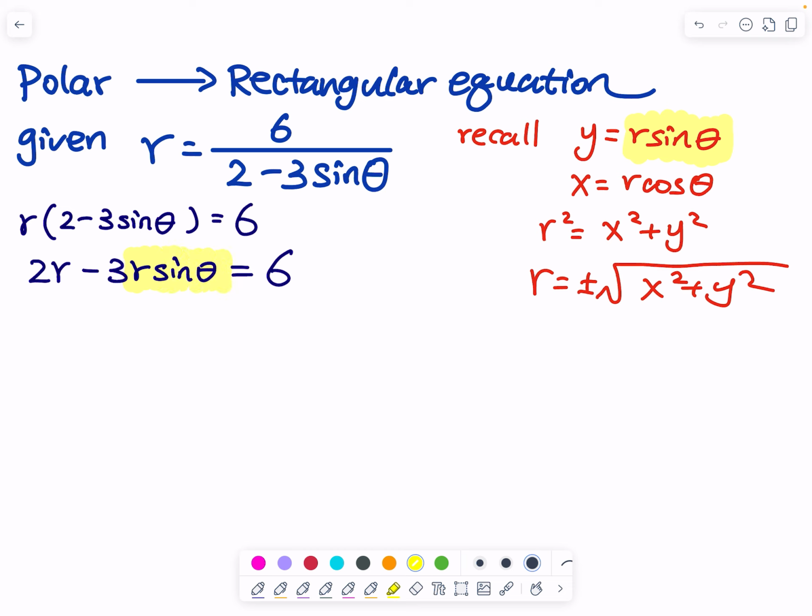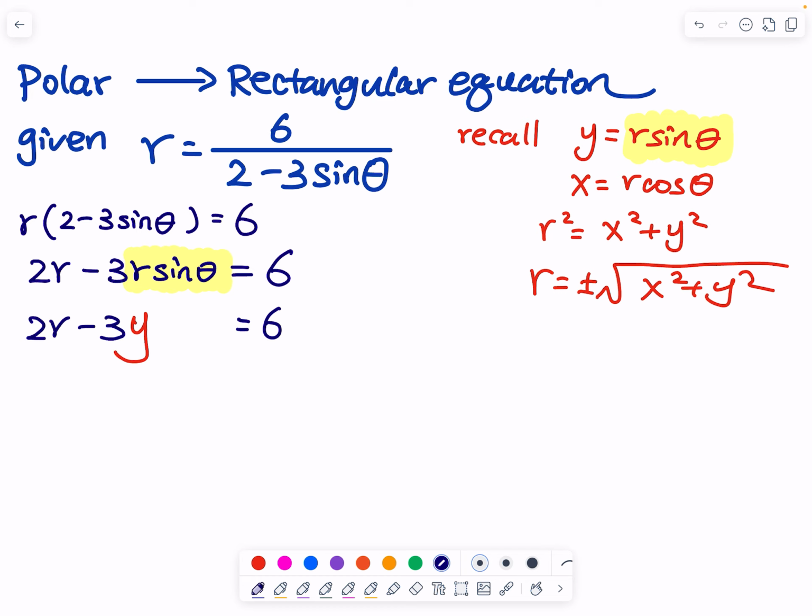So now I can change the highlight to a y. Okay, let's do it. 2r minus 3, and then change this, it is now a y, and then equal to 6. Okay, we are one step closer. At least there is no theta right now, but we do have an r.